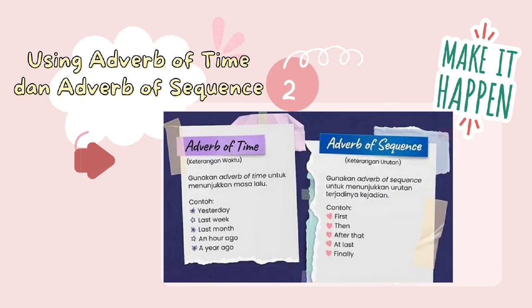The second language feature of the recount text is using adverb of time and adverb of sequence. Here, adverb of time atau keterangan waktu. Menggunakan adverb of time untuk menunjukkan masa lalu. For example, yesterday, last week, last month, an hour ago, a year ago. And adverb of sequence atau keterangan urutan digunakan untuk menunjukkan urutan terjadinya kejadian. For example: first, then, after that, at last, and finally.